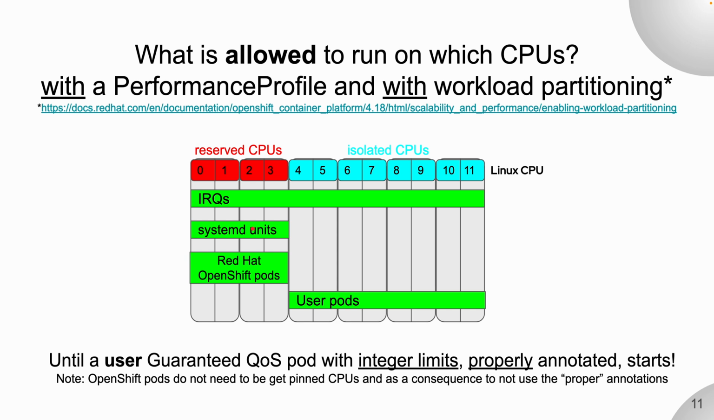So this is true as before until a guaranteed QoS pod with integer limits and properly annotated starts. Okay. And by the way, Red Hat OpenShift pods do not require these limits and this annotation. They don't need dedicated CPU like a CNF does.